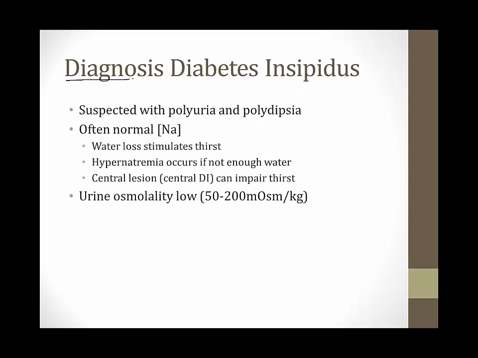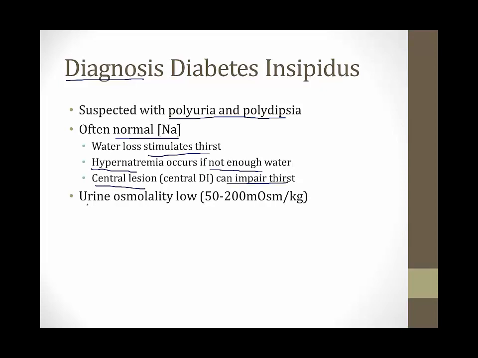Let's talk about how you diagnose diabetes insipidus. You suspect the condition when a patient has polyuria and polydipsia. Now, I've listed diabetes insipidus among the causes of hypernatremia, but in many cases the plasma sodium level is actually normal. That's because water loss stimulates thirst and patients replace the water that they are losing. Hypernatremia only occurs if they don't drink enough water, and this is more common in patients who have a central cause of diabetes insipidus.